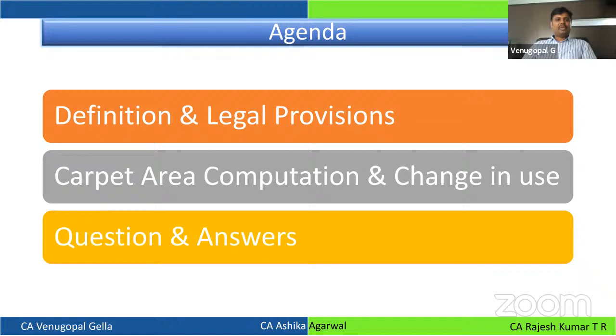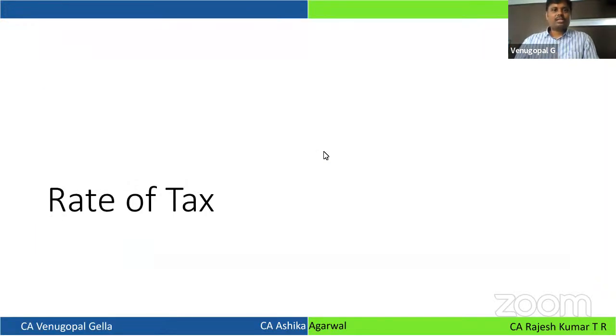Then we look at the carpet area computation and the change in use. Then the other aspects of TDR FSI calculation, ITC reversal, and question and answers. This is how we have structured, and we should be completing our session around 5 o'clock. So let's start with understanding the rates of taxes in this segment. Though most of you are aware, let us just have a quick look at the entries that are there.